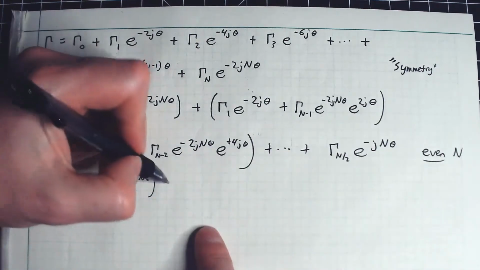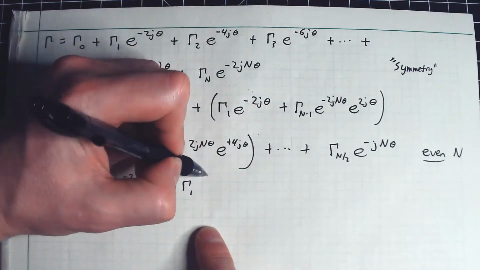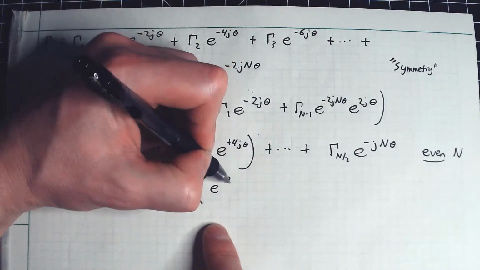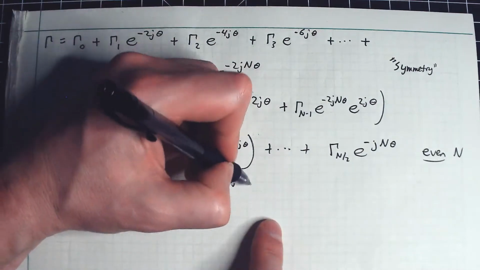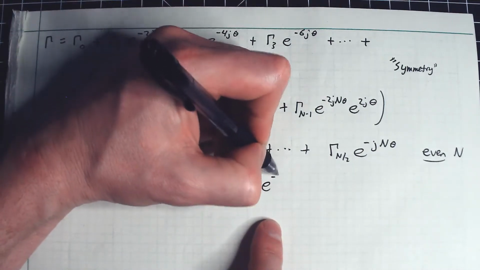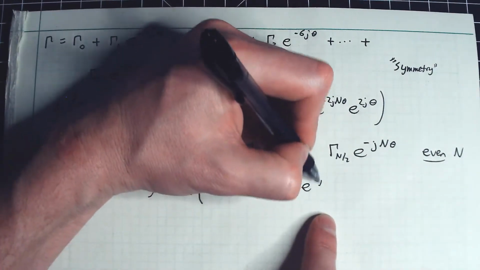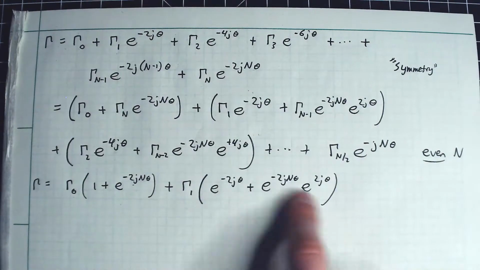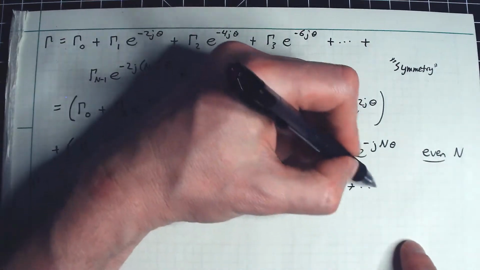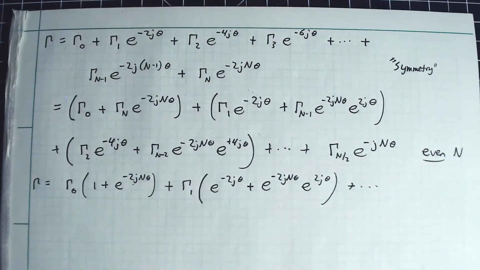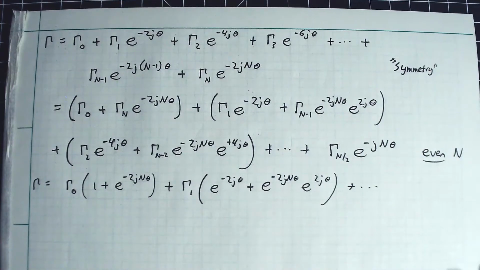So now I can factor out again, plus gamma 1, and then I'll get an e to the minus 2j theta plus e to the minus 2j n theta, with an e to the 2j theta. So I'm just kind of factoring these guys out. Plus dot, dot, dot, all the way out to the end. Now I'm going to do one last fun little trick.